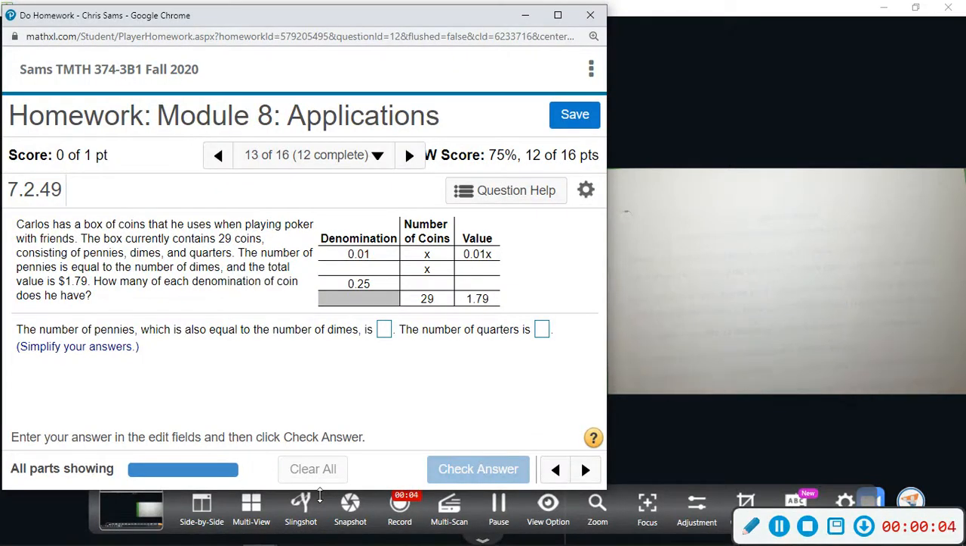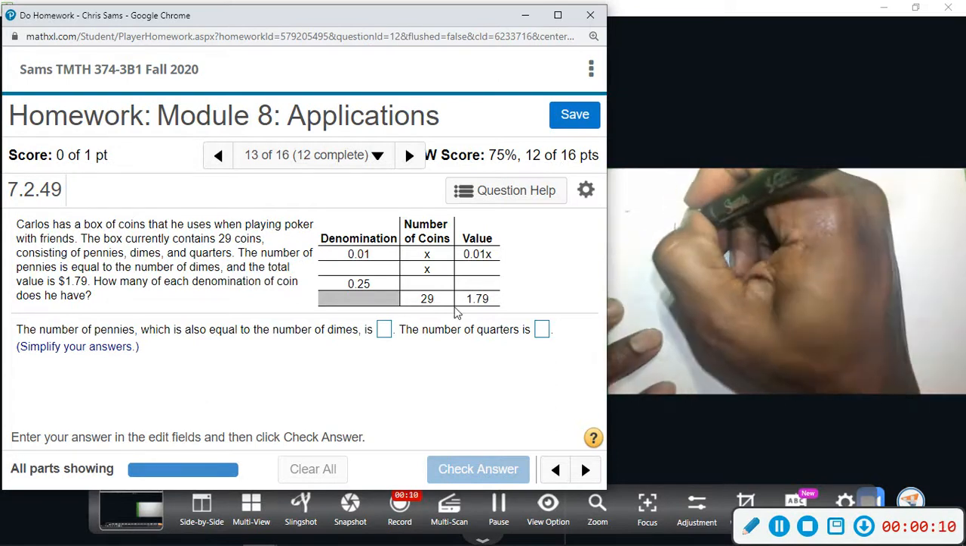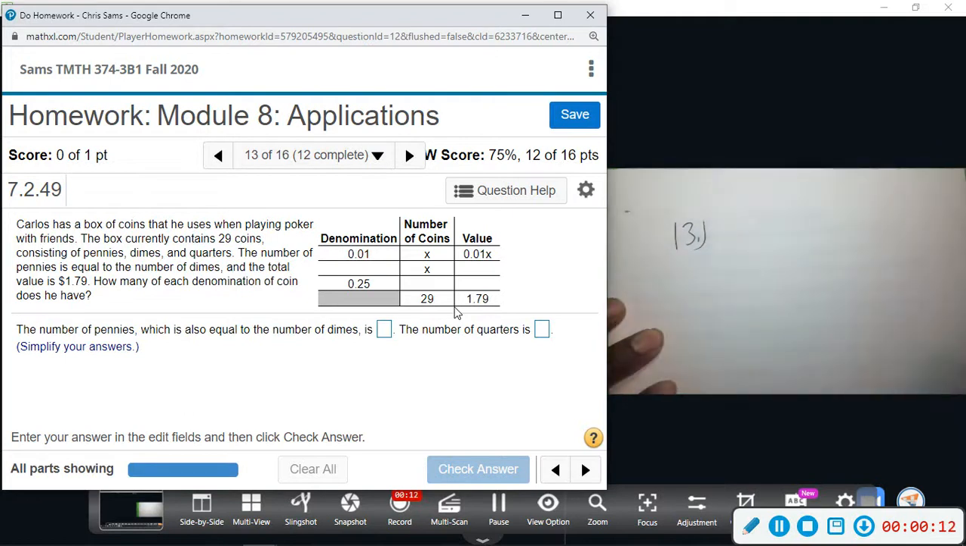Alright, number 13. Let me make sure the whole thing is showing. Not seeing the number. Alright, number 13. We have Carlos has a box of coins that he uses when playing poker with his friends.